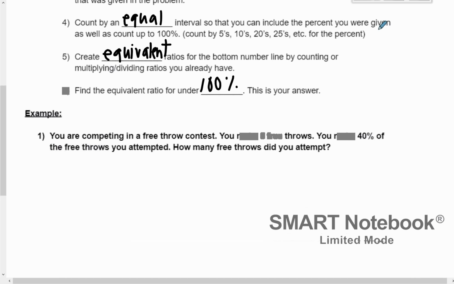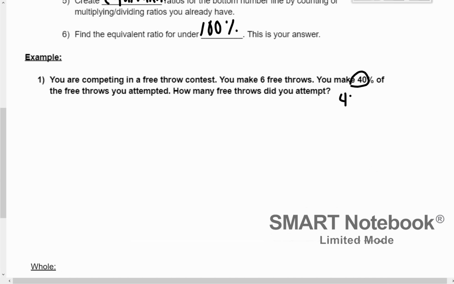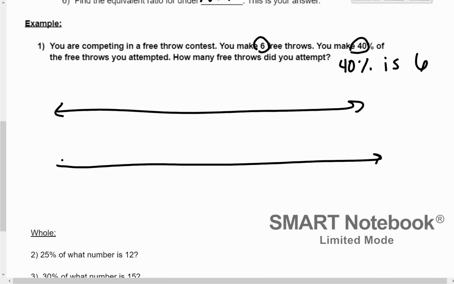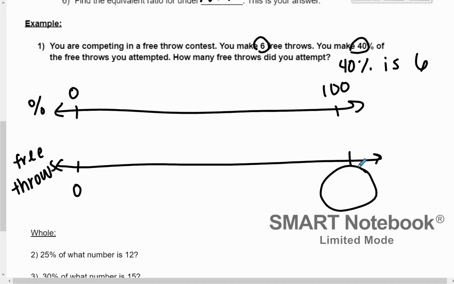Percent is a number from our word problem. So we're given 40% is equal to, because that's how many we made, and how many we made as a number is 6. So 40% is 6. From there we can start drawing our number lines. When it's a word problem, we want to label each number line. So the top one is percent. The bottom one will be talking about how many free throws. We want to put in our zeros and our 100, and what's under 100 would be our answer. So I'm just going to circle that to make it stand out.